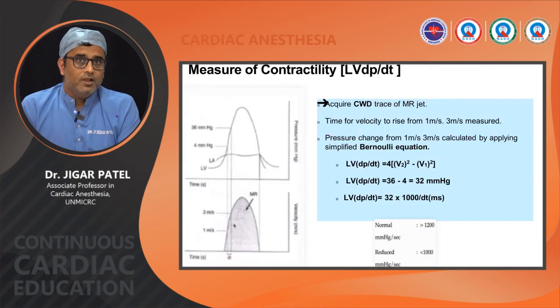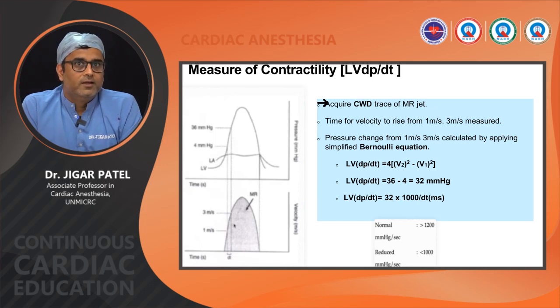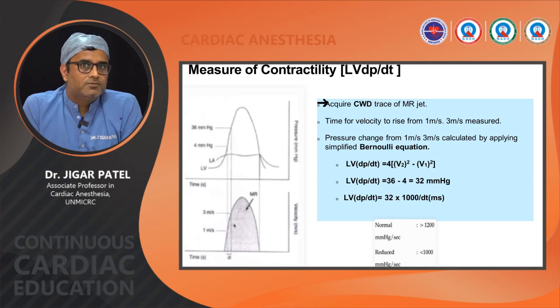Now to measure this LV dP/dt, you have to acquire a continuous trace of the MR jet, and then you have to measure the time for velocity to rise from 1 meter per second to 3 meters per second, and you have to apply the Bernoulli equation and measure the pressure change from 1 meter per second to 3 meters per second. So this is the equation: LV dP/dt is equal to 4 times (V2 squared minus V1 squared). So the pressure change, as in this equation, is 32 mm of Hg, and you have to divide it by time, so it is 1000 milliseconds. So you get the result.